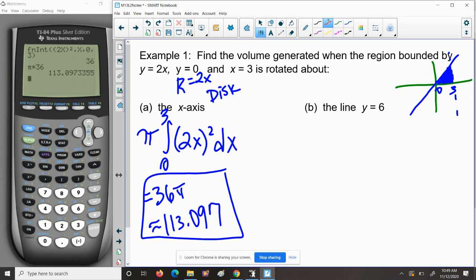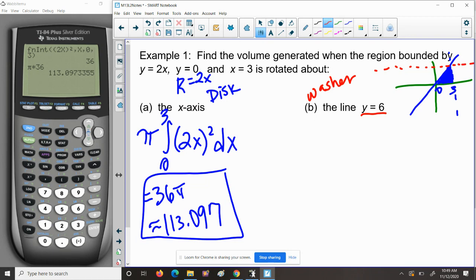Now let's take a look at this next one. Now we're going around the line y equals 6, which is a horizontal line up here. If we go around this line, we're going to have empty space in between this region and the line of rotation. So this is using the washer method.